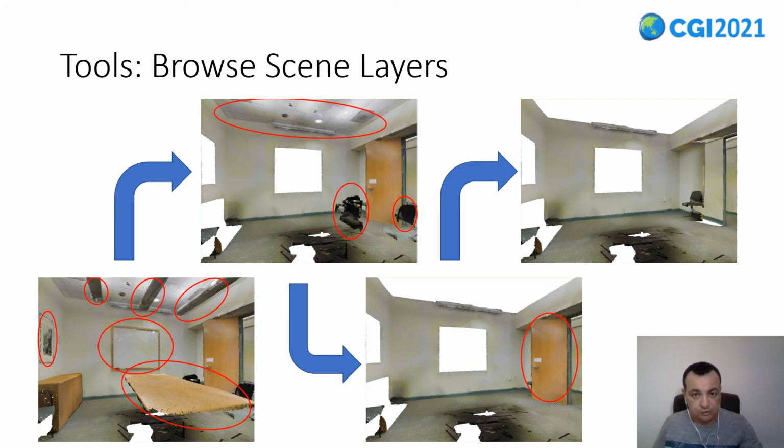To arrange objects into visibility layers, the first layer has the objects that are not occluded at all. Then the second layer has the objects that are occluded by the first layer objects only, and so on. This arrangement of objects into layers happens automatically, and then the user can browse through these layers to understand the whole scene quickly.